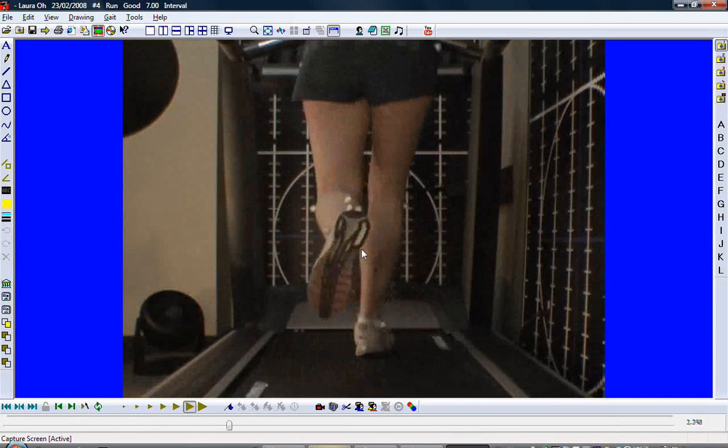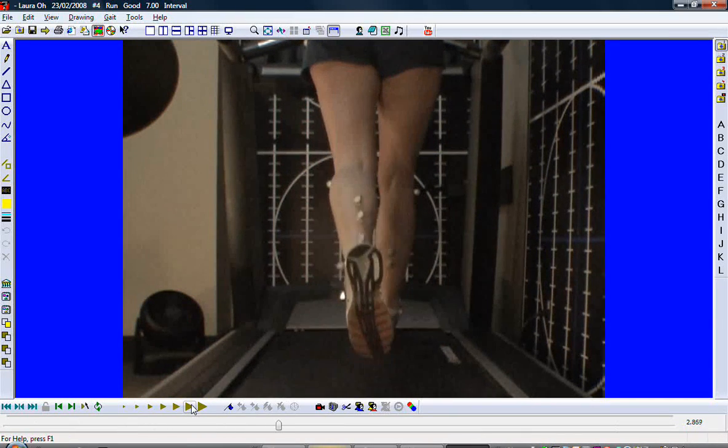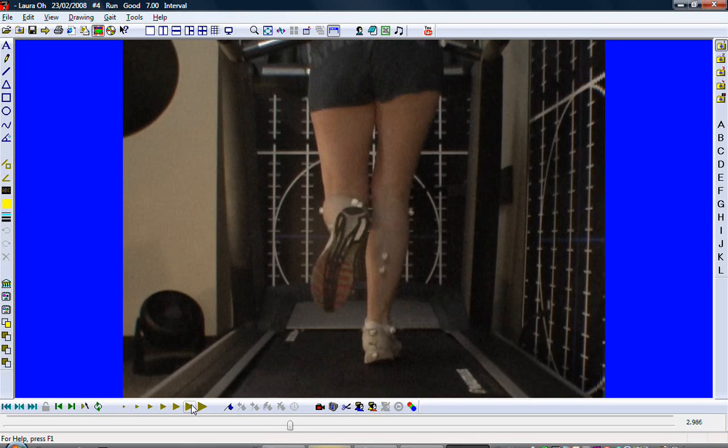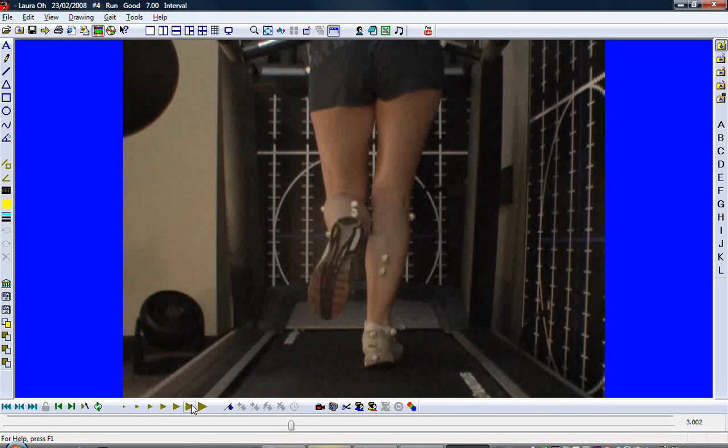So the best way to analyze this is by taking your video and scrolling to the point of mid-stance. Mid-stance is the point when you're going to see the two knees together. At this point is usually the point where the foot is in its most pronated position.